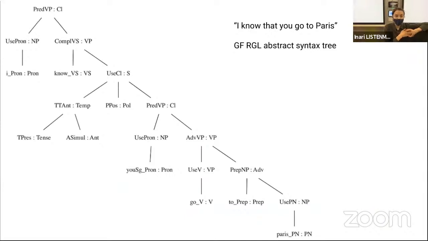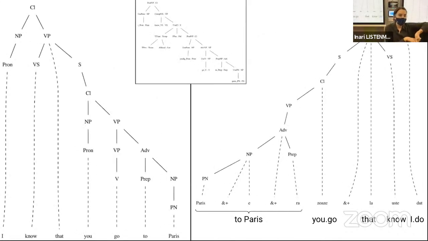Then let's look at the GF RGL abstract syntax tree of "I know that you go to Paris", because we don't have the string Kazakhstan in the basic resource grammar library. In the mini lexicon we just have the word Paris, hence the deviation from the source. So now we have two levels here. This is the abstract, and these are the two concrete syntaxes, one for English.